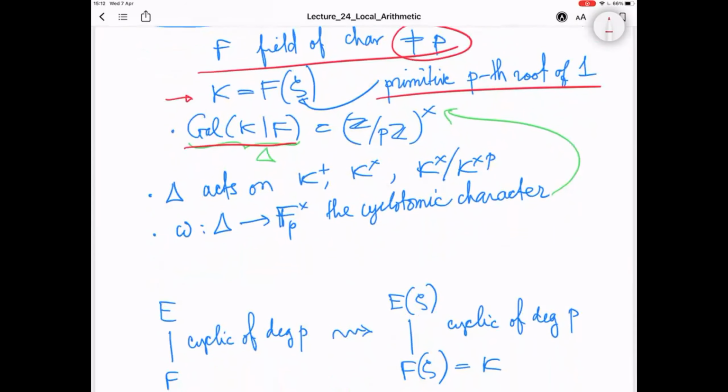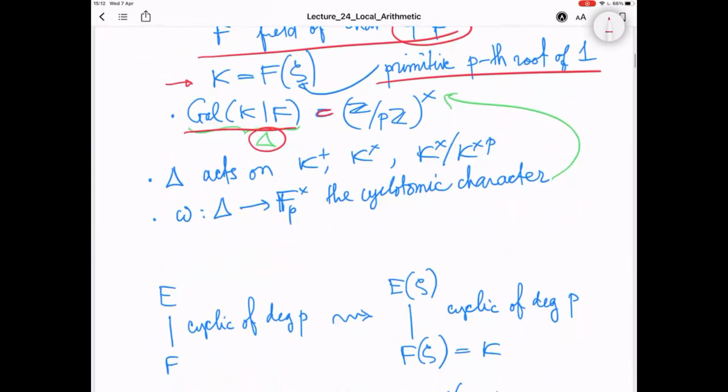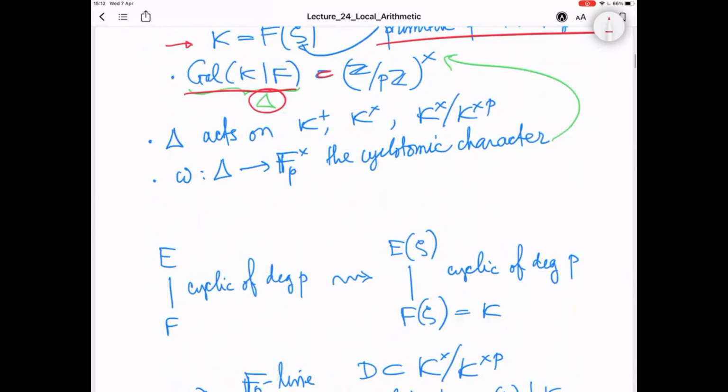So this is going to be a Galois extension of F. Let's call delta the Galois group, and it's going to be a subgroup of Z mod P Z star, right? In fact, instead of just considering it as a subgroup, we think of the character omega, meaning the inclusion, and it's called the cyclotomic character. So basically, if you are thinking of this as an inclusion, then omega is just another name for that inclusion.